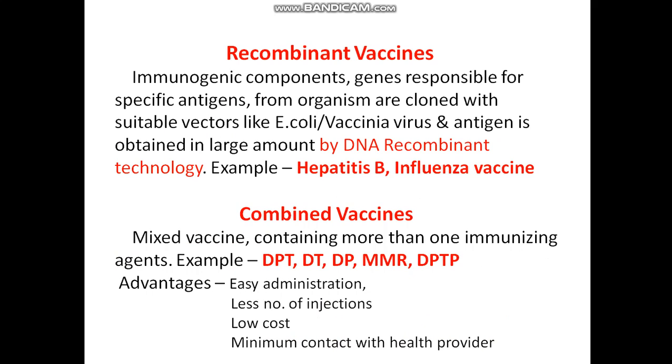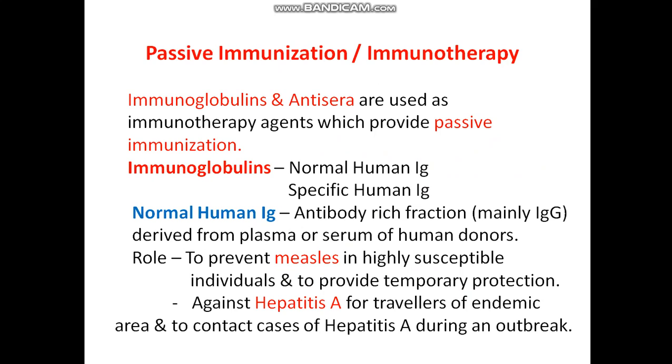Recombinant: here the vaccines are prepared by DNA recombination, such as hepatitis B and influenza vaccines. Combined vaccines are mixed vaccines such as DPT, DT, DP, MMR, DP, TP. Advantages: easy administration, fewer injections, low cost, and minimum contact with the health provider.